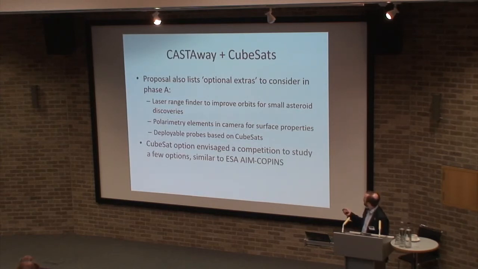But then the interesting bit of saying, well, why don't we have some deployable probes that we can release in the asteroid belt based on CubeSat technology? The idea being that hopefully we could do a similar thing to the ESA AIM token study, during a phase A study. You know, have a competition, have some ideas of what would you do with CubeSats if you could launch them from this mothership in the asteroid belt.